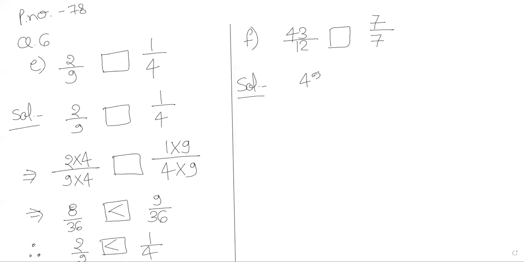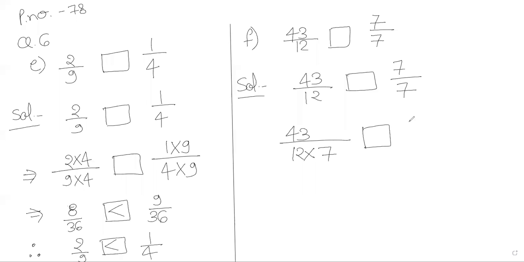First of all, write down the question as it is. Okay. Now we want to make denominators equal. So to make them equal, we will multiply. See, I am multiplying this denominator by 7. And in the right hand side, I am multiplying denominator by 12. 12 into 7 will be equal to 7 into 12. Equalize ho gaye denominators.